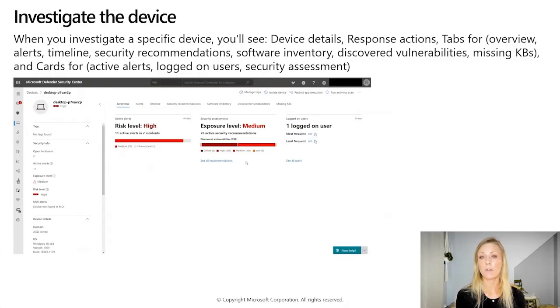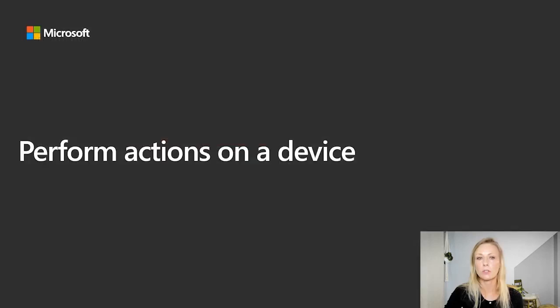We also have various cards within the devices list, which are going to show you the alerts that are currently active for that device, any logged on users, how many there are, and then the security assessment for that device. So lots of good details here when you're doing the device investigation, and there's even a link for you to download the full investigation package on a device, which can be really handy. Now that we've investigated this device, we'll talk about how to perform actions on it as needed.